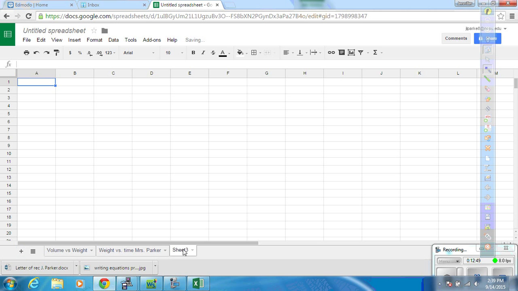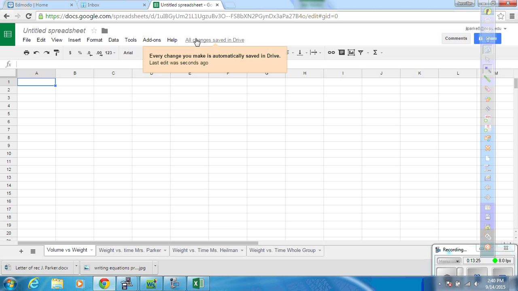But then maybe the other members of my group have their weight versus time for Miss Hellman. She's another member of my team maybe. Or I can add a sheet where we have our group's data. So this could be weight versus time for the whole group. And so I can set up a page for each one of these so that they're all in one saved document, one saved spreadsheet, and I don't have to have like 20 different documents and files that I'm opening. They're all in one file and one thing.